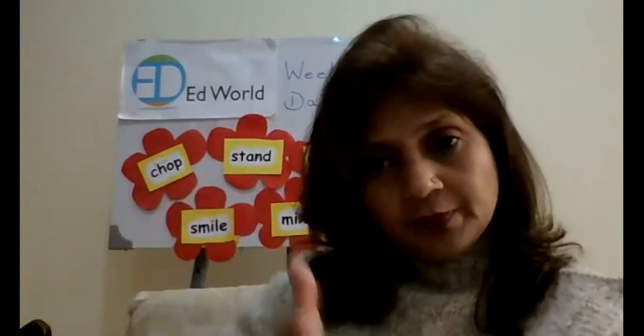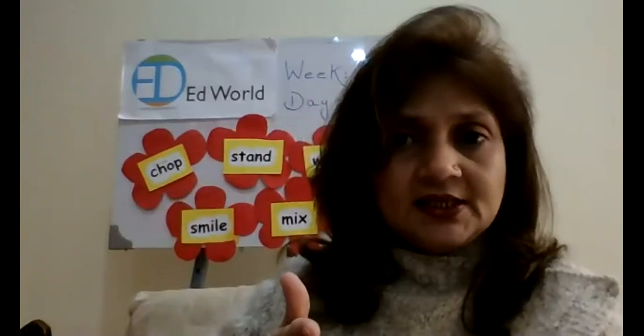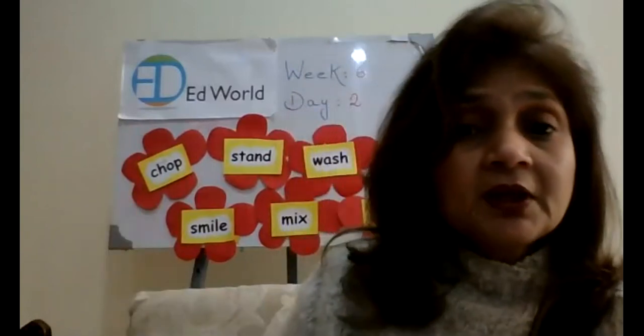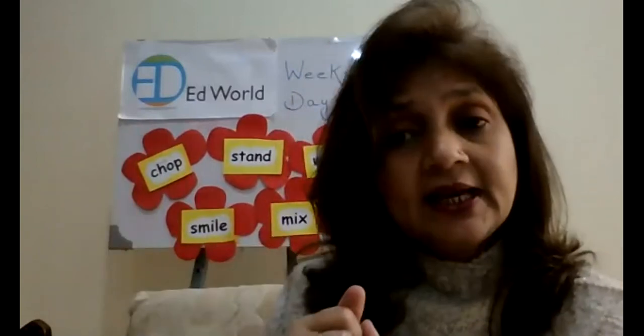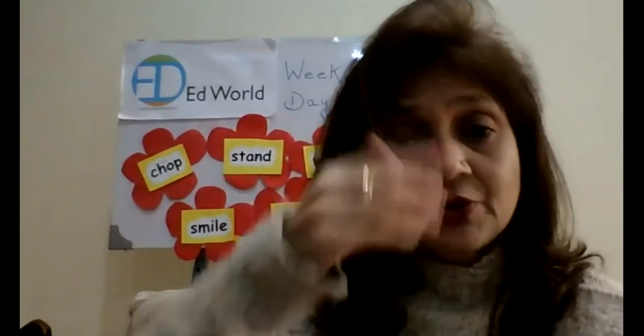Because when you chop, you are chopping like this. When you stand, you are doing an action. When you wash, you are doing an action. When you smile, you are doing an action of smiling. When you are mixing, you are doing an action of mixing. So these are all verbs. What do we call them? We call them verbs, or we call them action words, right?